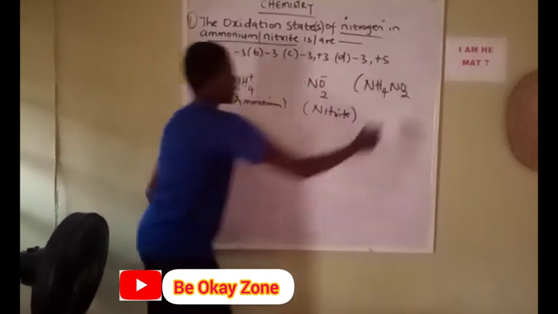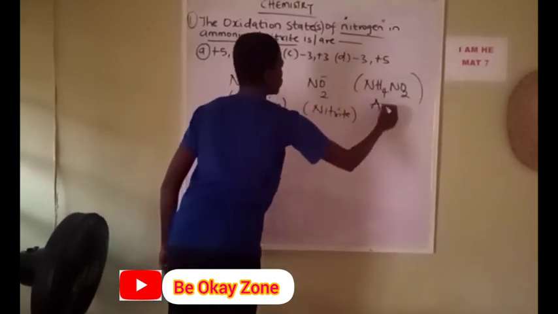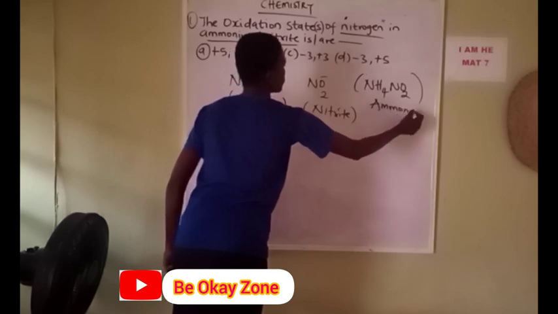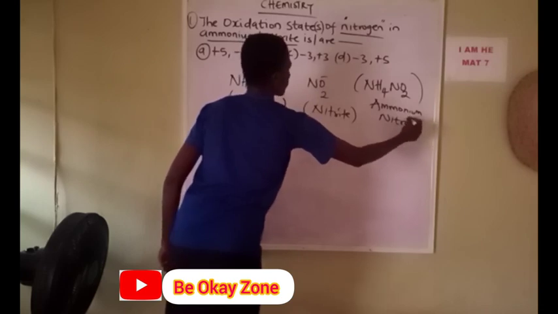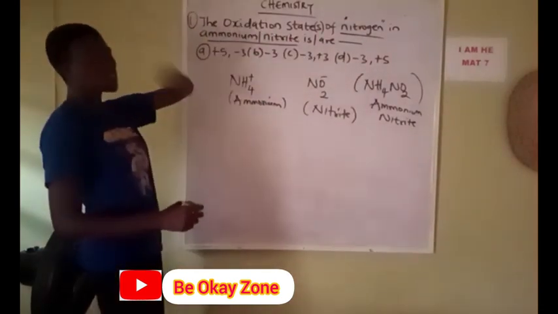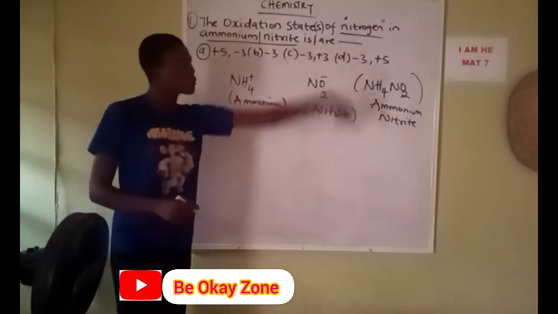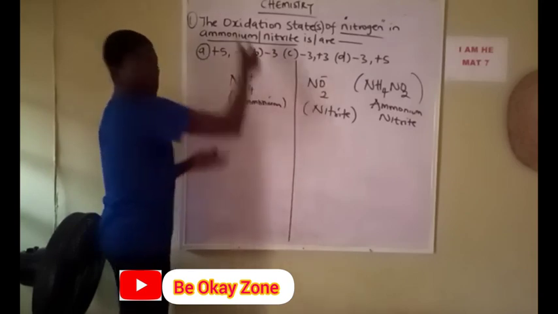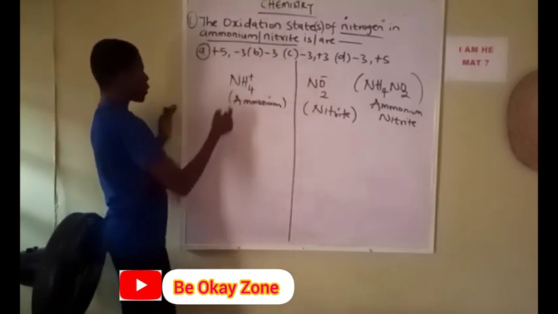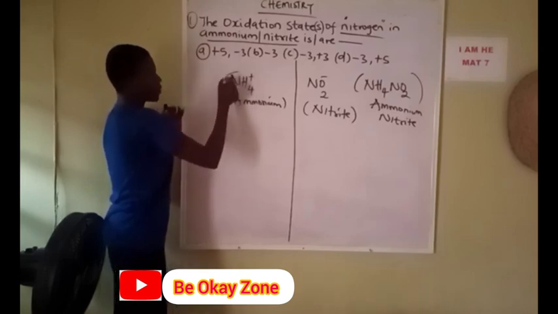NH4NO2. Okay, so this is ammonium nitrite. Now we are asked to look for the oxidation states of nitrogen in each of them. So meaning for this chemical compound, we're going to look for nitrogen. We're looking for nitrogen here.